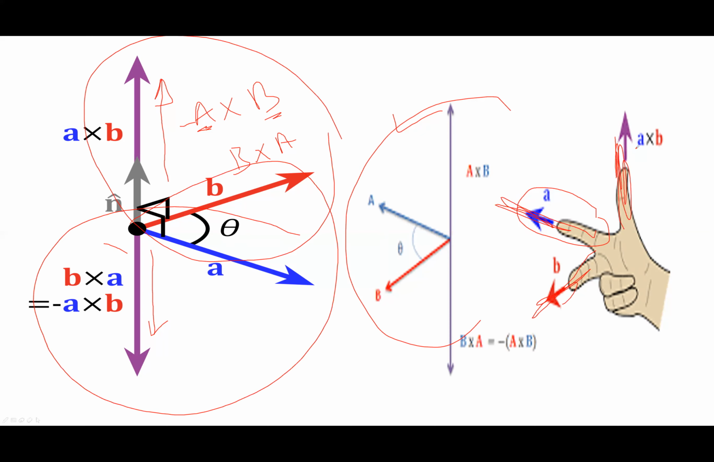A is first, so this shows the direction of vector A. This will be kept in the direction of vector A, and the middle finger will be kept in the direction of vector B. If you want to find B cross A, this finger will be in the direction of vector B.